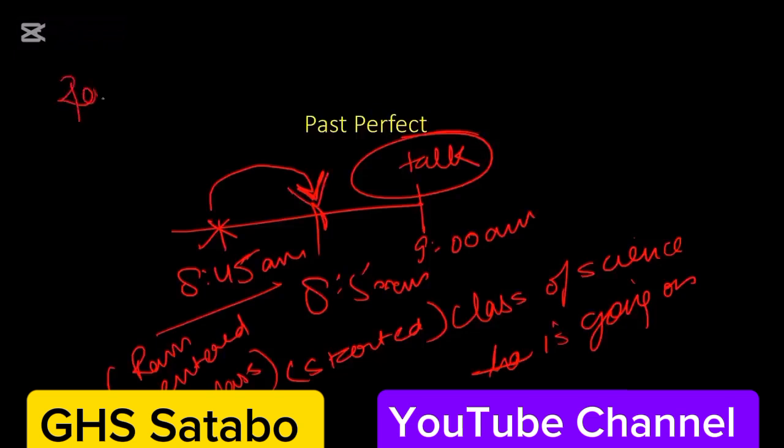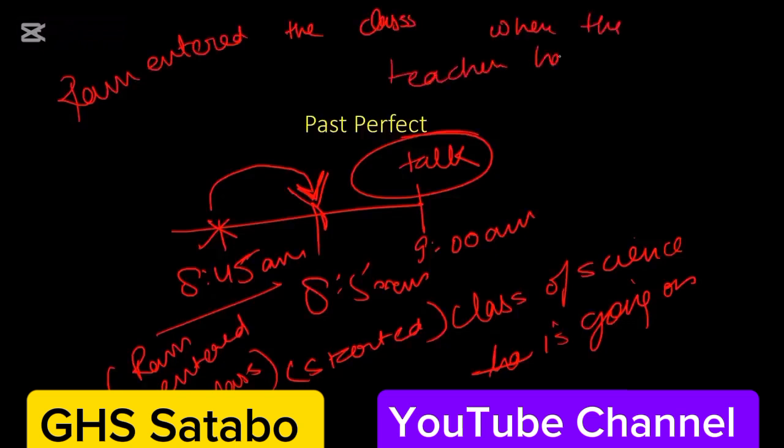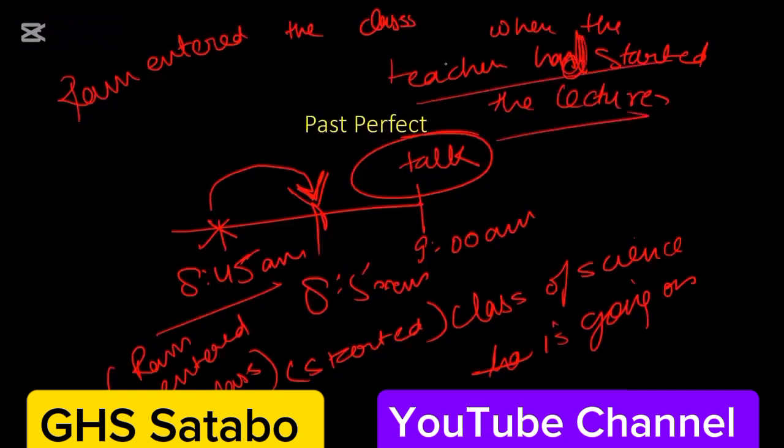So I can say, Ram entered the class when the teacher has started the lecture. We are talking about an activity in the past with a reference to another activity that happened at an unspecified time in the past. And we use past perfect tense.